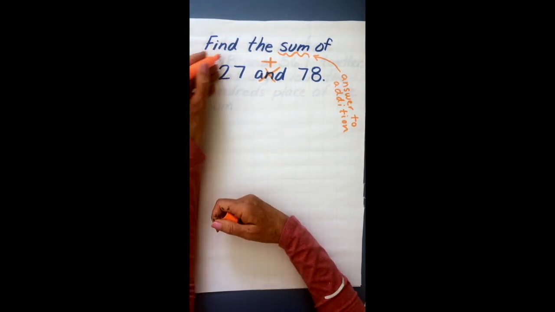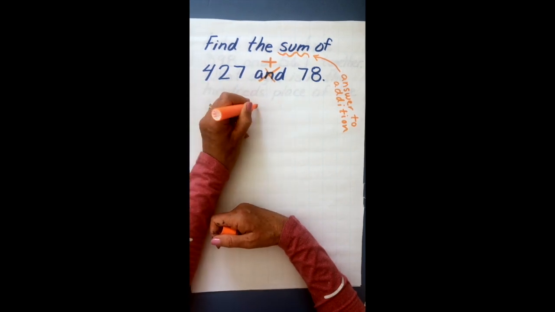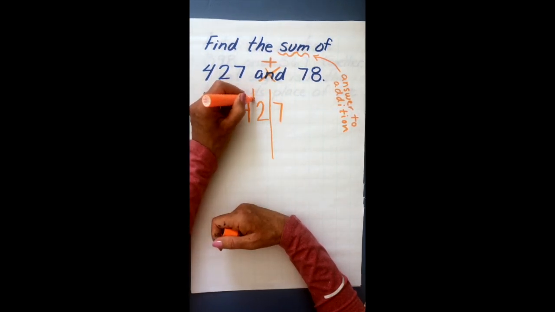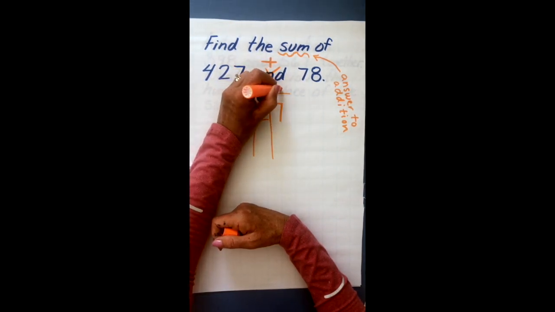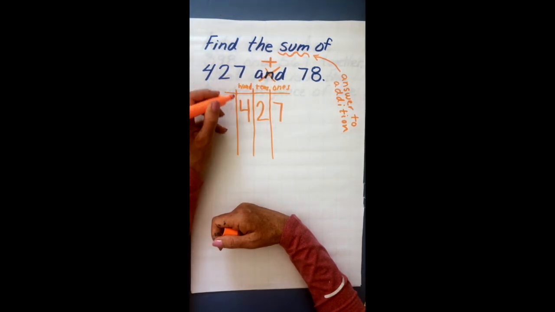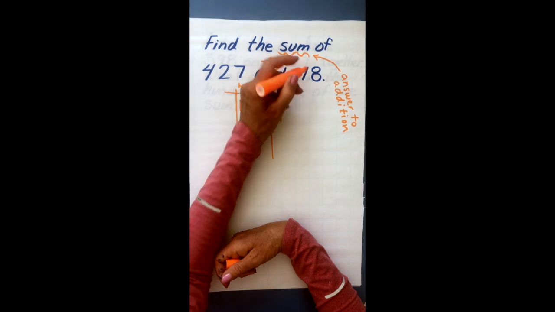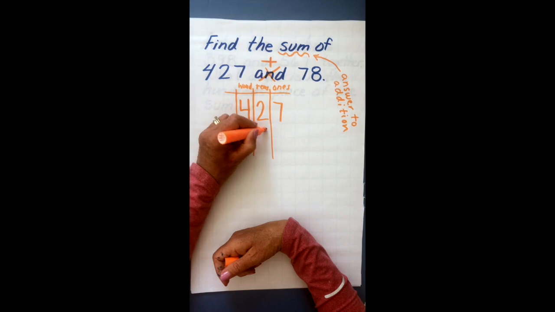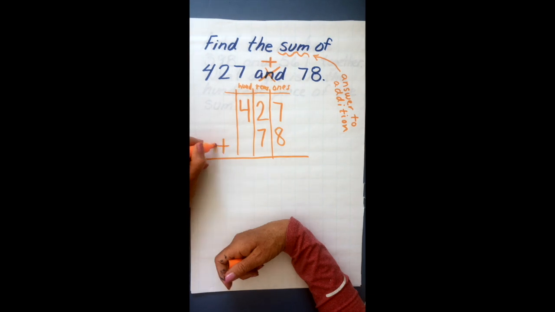So I always take the first number and I write it. So the first number is 427. And then I'm going to do my place value chart. And I'm going to have my ones, my tens, and my hundreds. And then I have to add 78. Now this is kind of a trick because you don't want to put it here because that's really 7 tens and 8 ones. So I need to put that in the proper place. Oh, that would be here. 7 tens and 8 ones. And now I can add to find the sum.